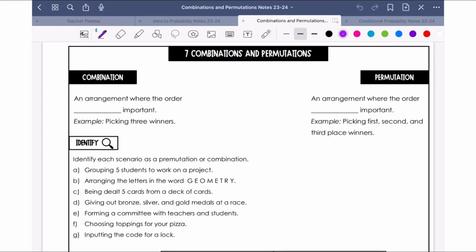Hi everyone, this is the second notes for probability. These notes are focused on two very specific types of situations called combinations and permutations. So I put them side by side so you can see the clear difference between them. And so let's get started with the definitions.